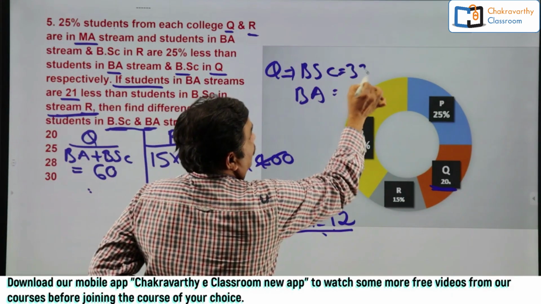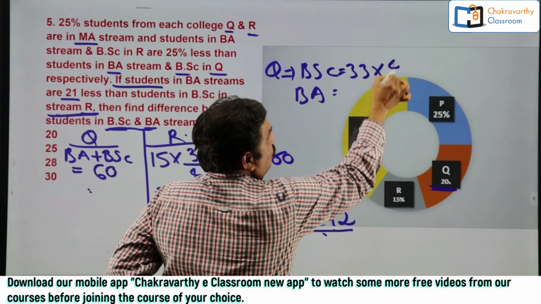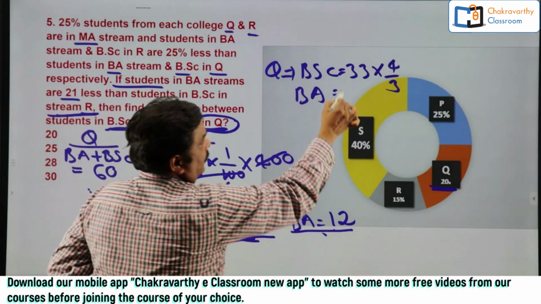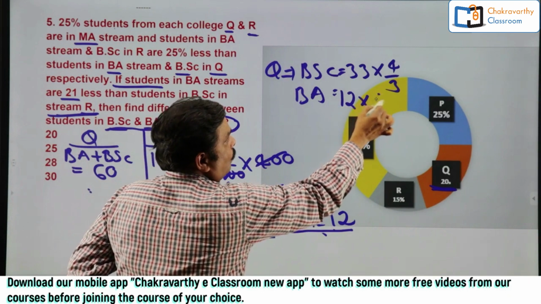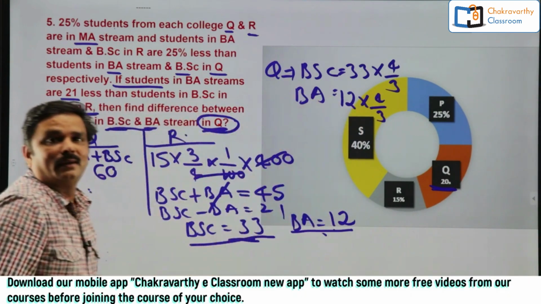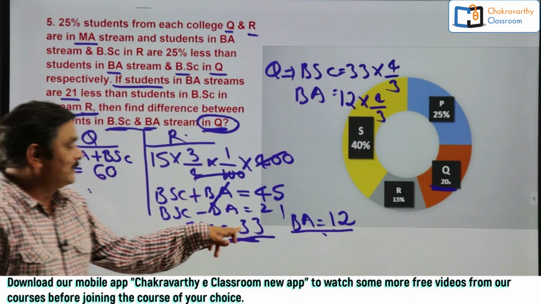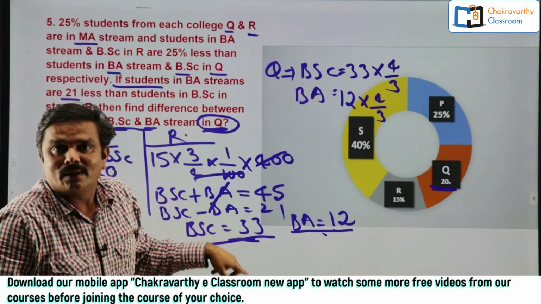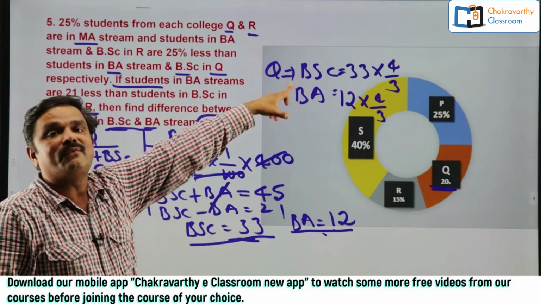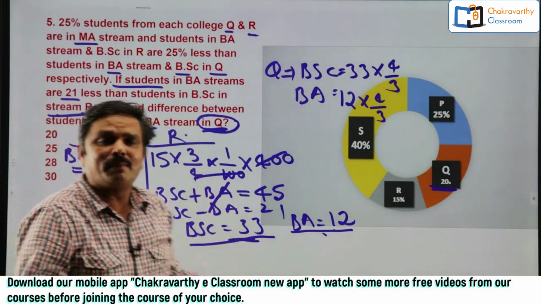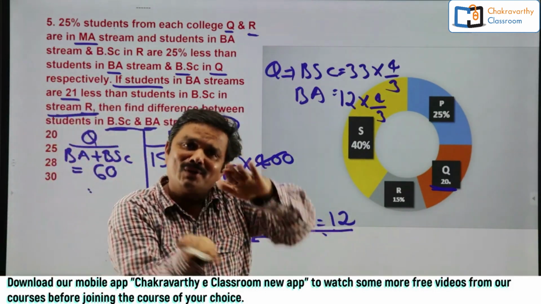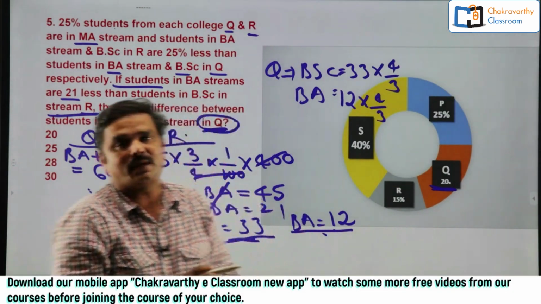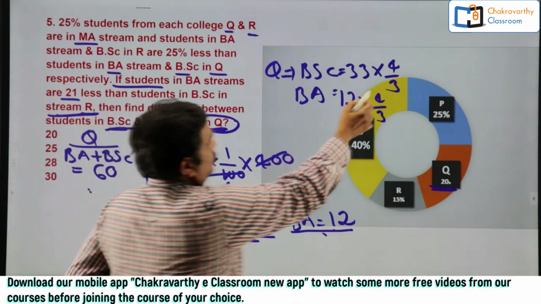Simply 33 into 4 by 3. In the basic classes I have given you that, that's it. Okay. Even here also this is BA 12 into 4 by 3. Why that is so? Because this 33 is 25% less than that figure. That means this figure is 75% of that one. 75% is 3 by 4. You have to go in the reciprocal way. In the basic classes of percentages I have given you this technique. Okay. So finally the figures you go for this one.